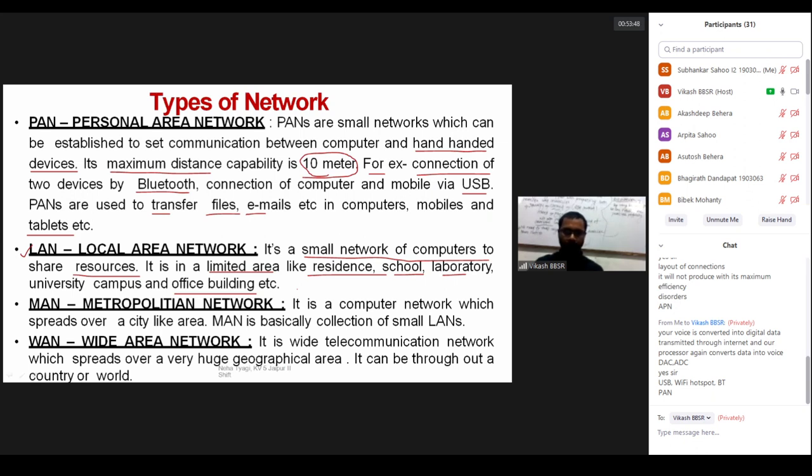Next, MAN, Metropolitan Area Network. What is the meaning of this? Metropolitan Network.